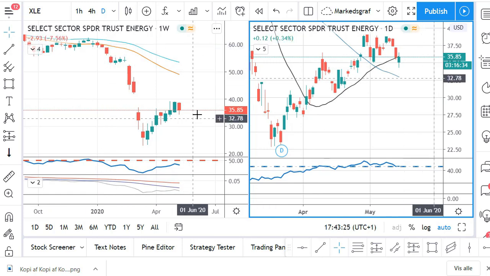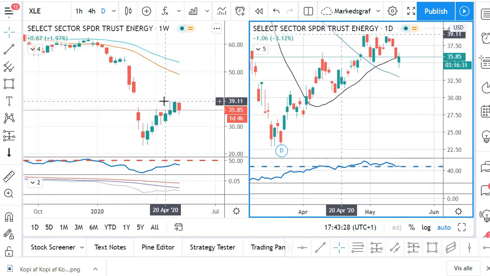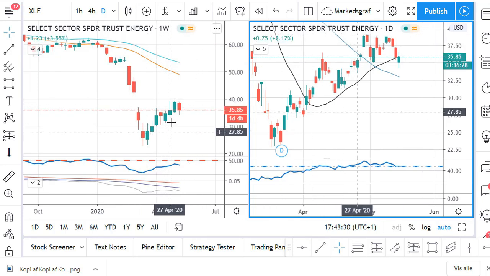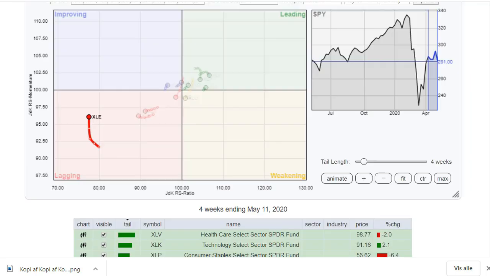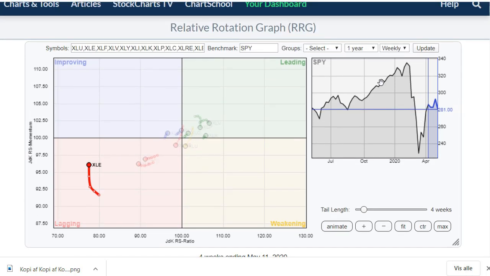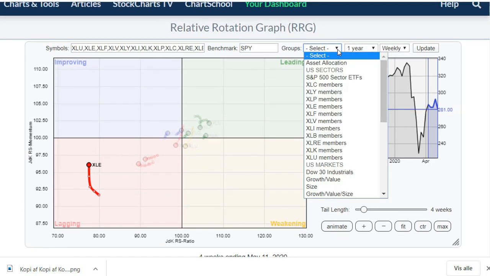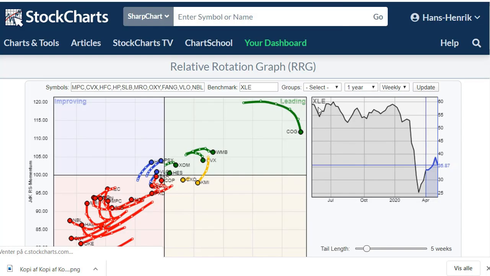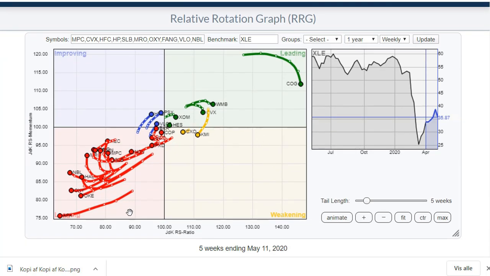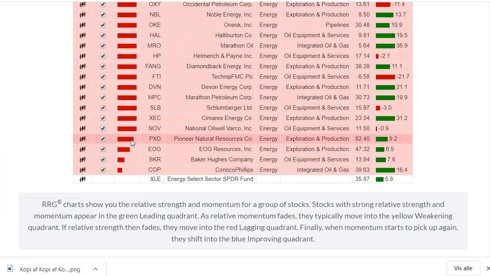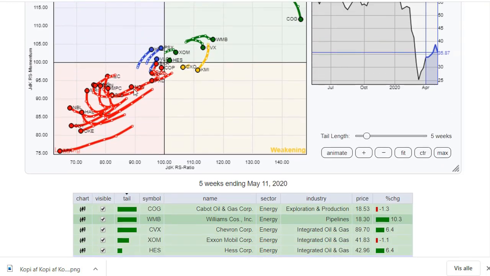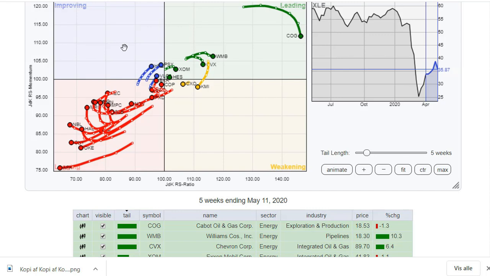But let's just say that we now wanted to get into some stocks in the energy sector, because now we can see that this one is starting to move. If we wanted that, well, then we could go up here and say I want XLE members. Then it picks the 50 largest energy stocks in the ETF, and let's just push this one. And what you can see here now is that we have a lot of different stocks. You can see them down here in red, yellow, blue and green zone. And you can see that they're moving in circles.